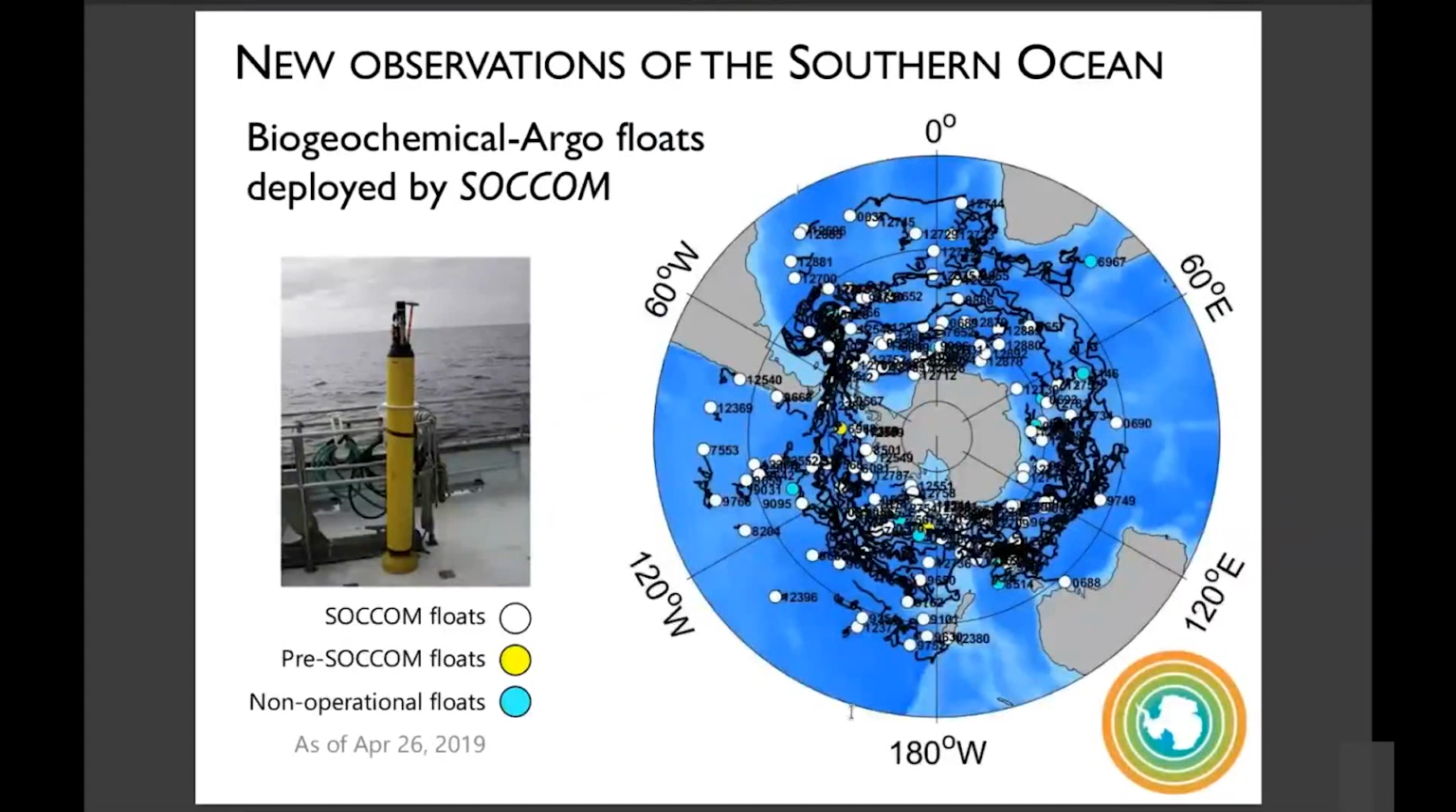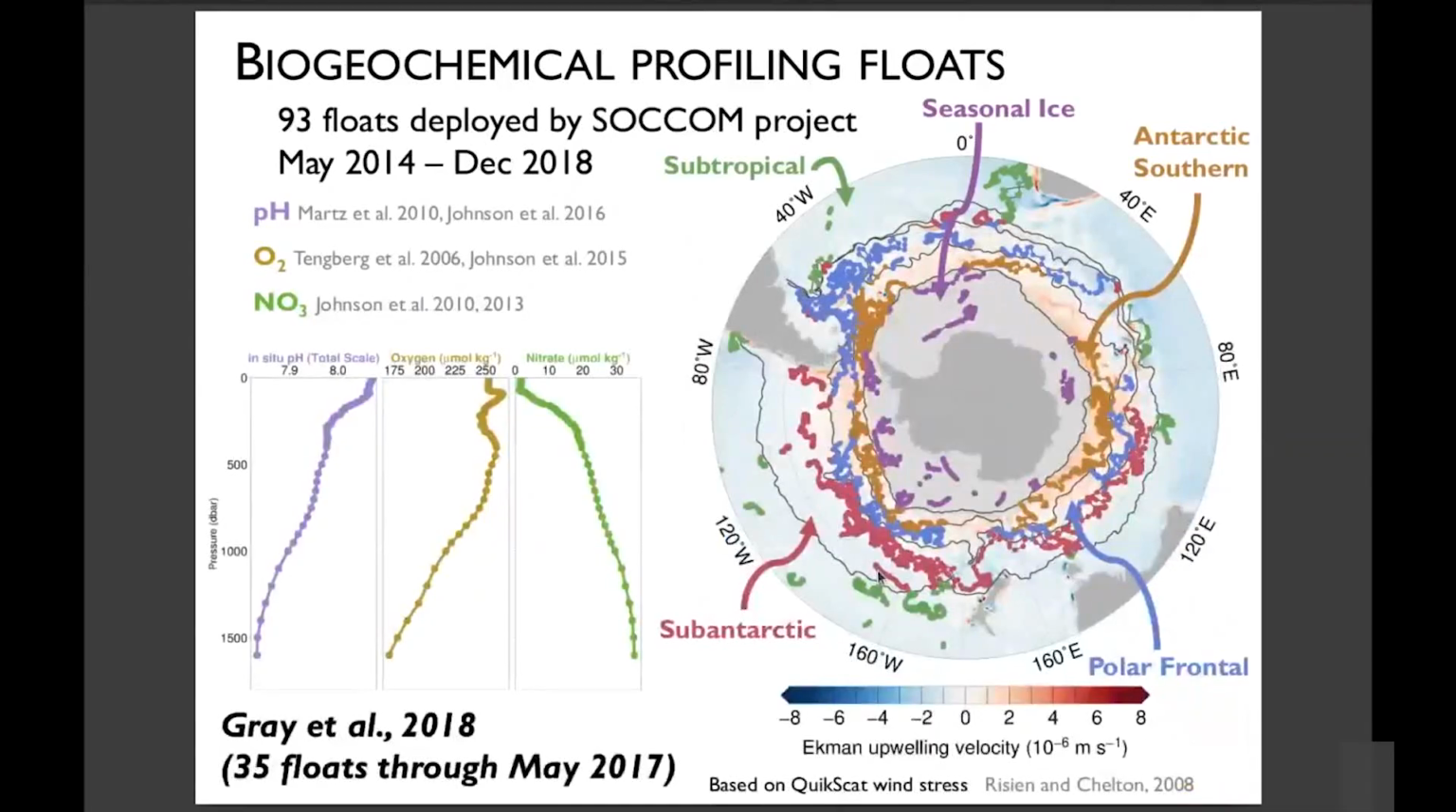And so in recognition of this and many other motivating factors, the SOCCOM project, which is the Southern Ocean Carbon and Climate Observations and Modeling Project, has been deploying biogeochemical Argo floats in the Southern Ocean since 2014. So this is an idea of where the floats have gone. This is a little bit of an old map, but the project is continuing until 2024. I think there are close to 200 floats deployed and more to come.